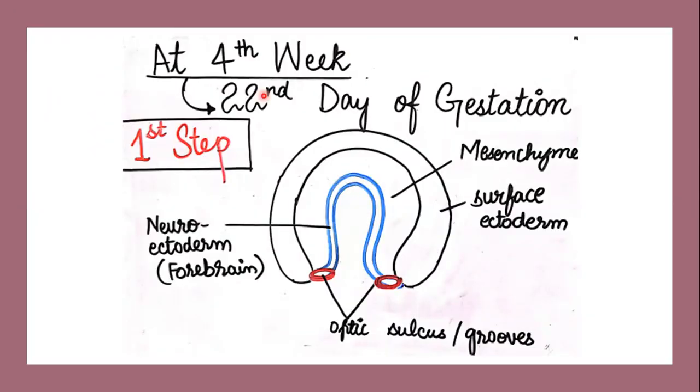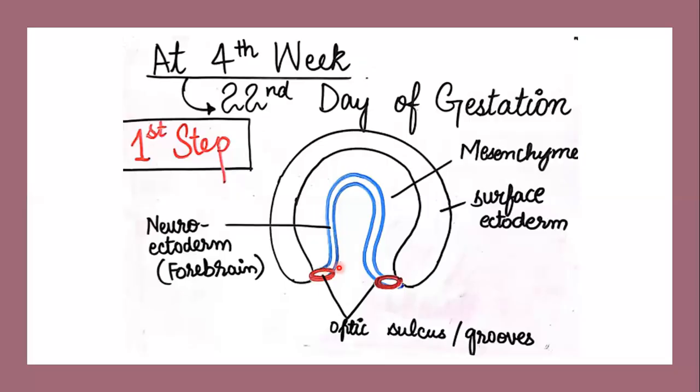At the fourth week, or at the 22nd day of gestation, before going to the first step, we'll just discuss what the layers of the ectoderm were. Over here you can see this blue line or blue membrane. This is the neural ectoderm or the forebrain, which I have already discussed. The ectoderm which is connected to the brain is the neuroectoderm or neural ectoderm.